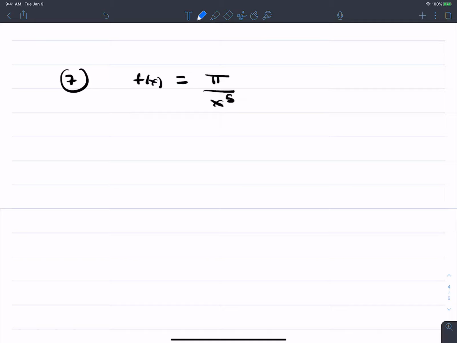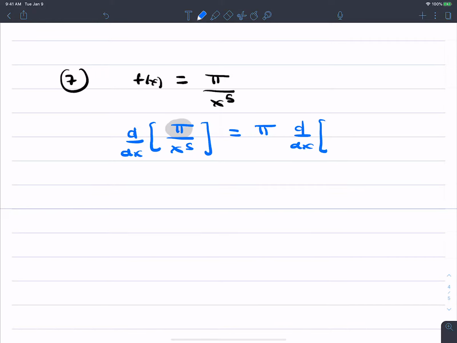Okay, so we have to differentiate pi over x to the fifth power, right? Now remember what you have here. Pi is a constant. You get to pull out all the constants. So you have pi, the derivative of 1 over x to the fifth power. So we pulled out the constant. Derivative of a constant times a function is a constant times the derivative of the function.